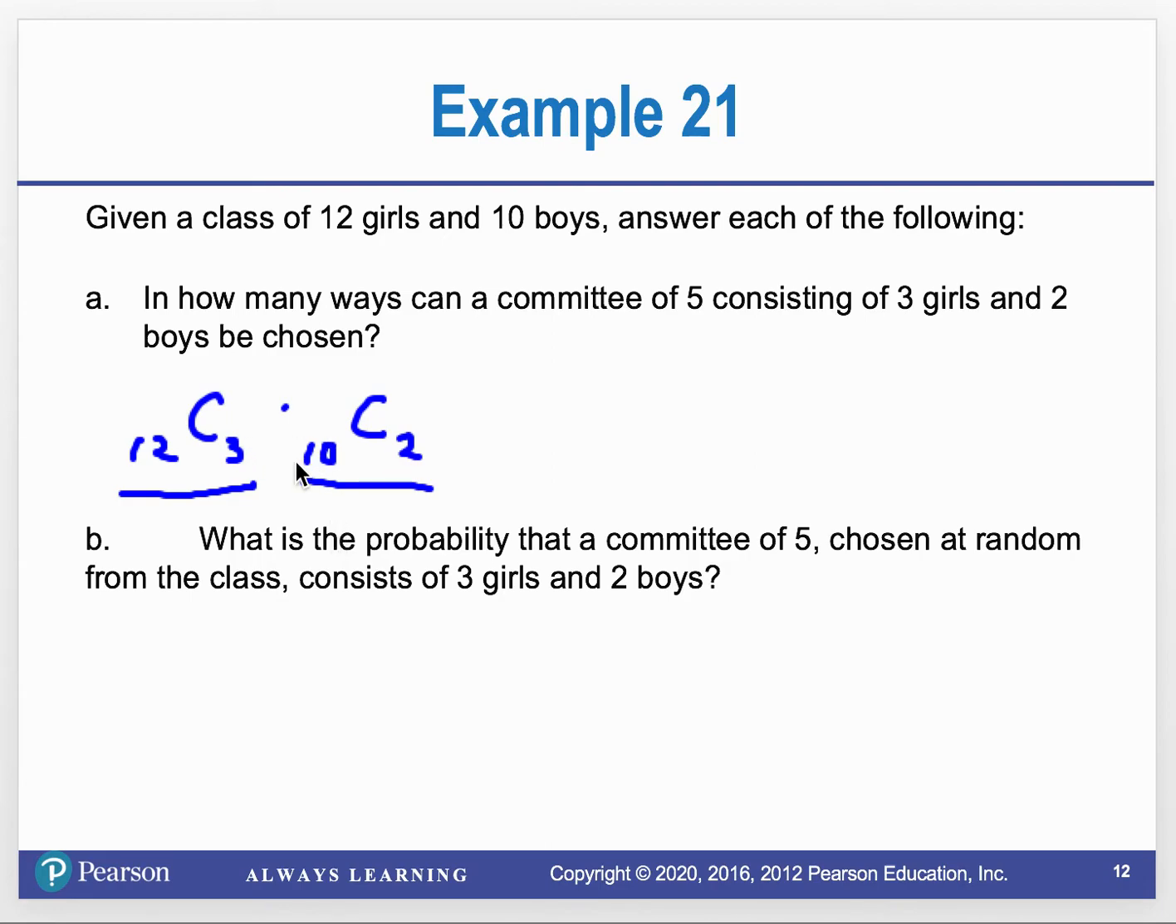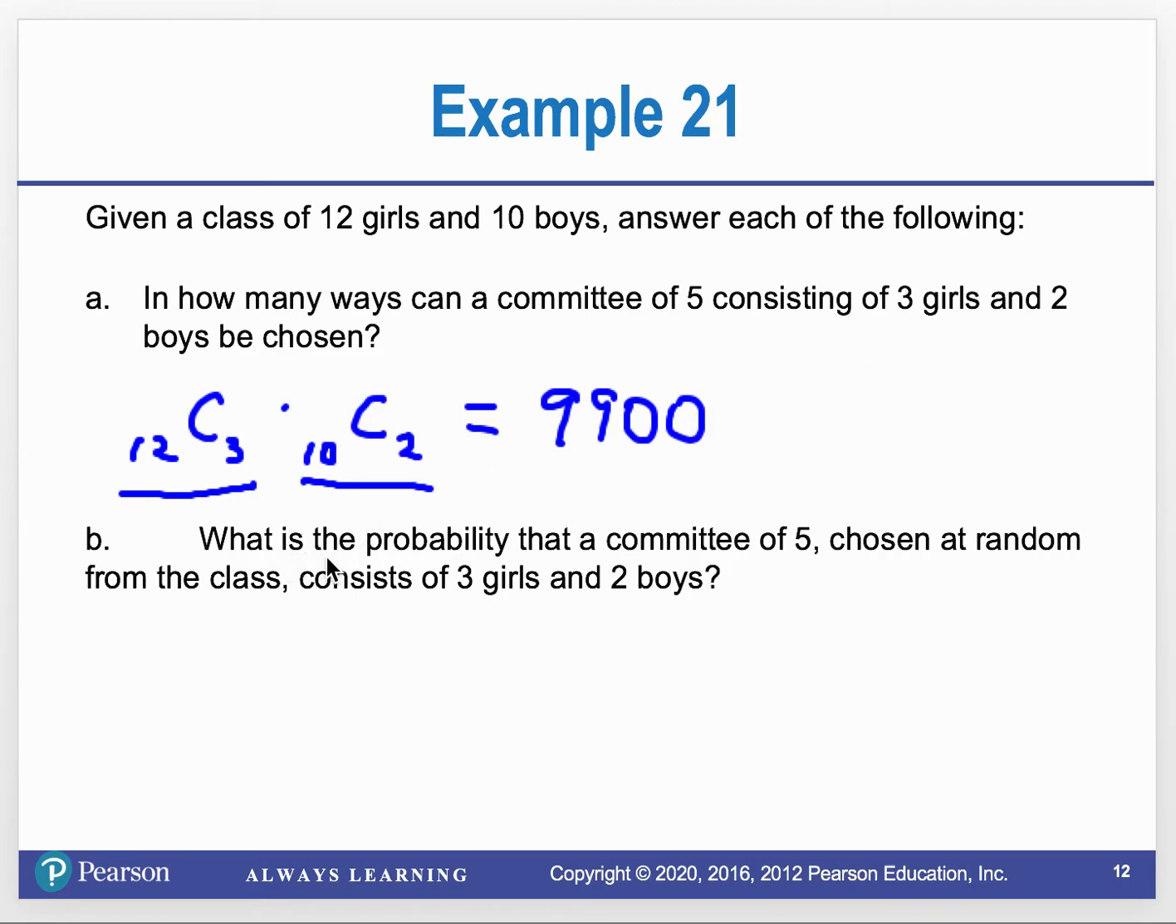And I can do it completely in my calculator. I can do it just like this. 12 choose 3, and then put the times 10 choose 2 in my calculator. All right, so I've got 12 choose 3 times 10 choose 2. And that gives me 9,900 different committees that you can form if they consist of 5 people, 3 of which are girls and 2 are boys.